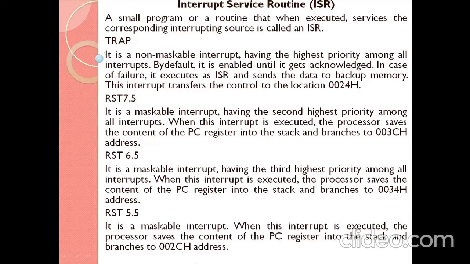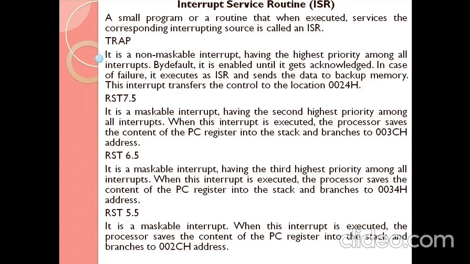Interrupt service routine. There are 5 hardware interrupts. If any interrupt comes, it will automatically stop the main program and go and execute the interrupt program. That interrupt program is called the interrupt service routine. After completing the interrupt program, it will come back to the main program again. For example, take RST 7.5. When you give a high interrupt signal, the microprocessor will stop the main program and go to the interrupt program.